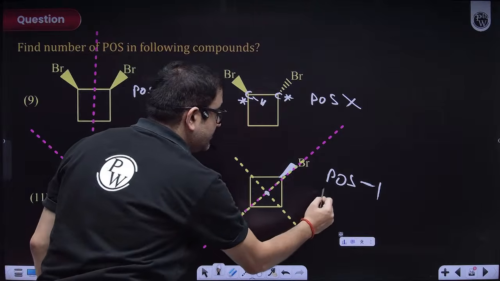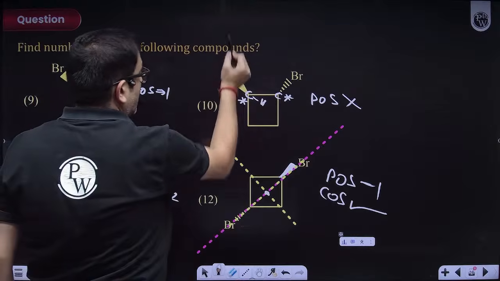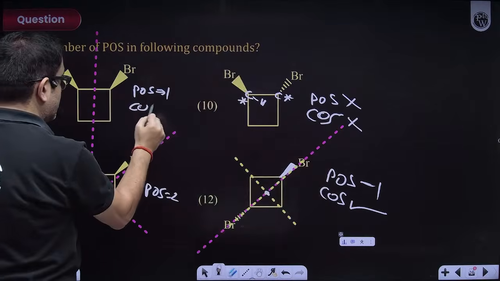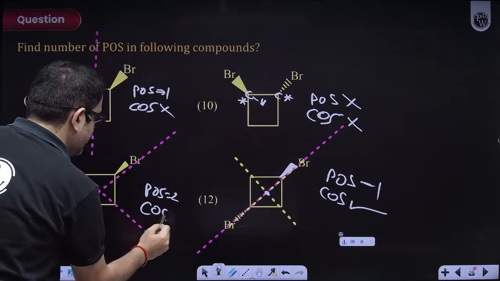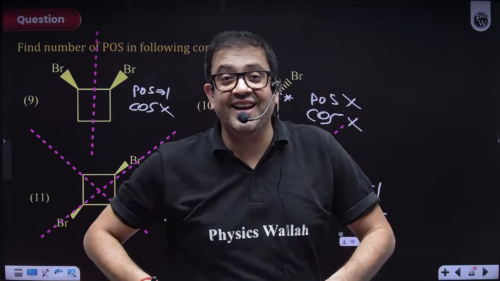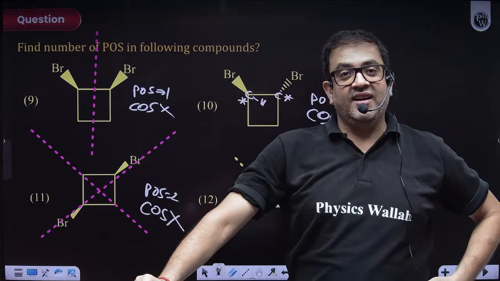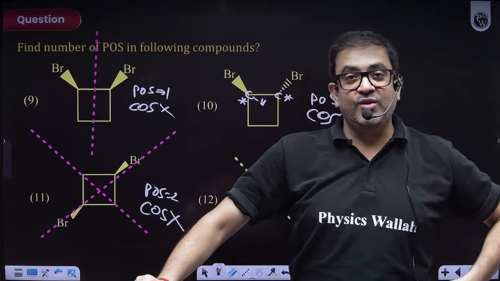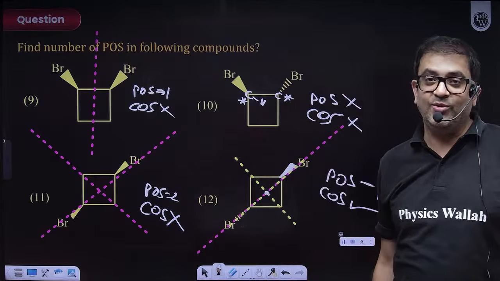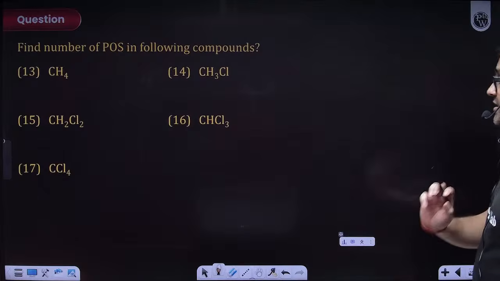So yes, this will have it. The rest, none. Only this is having center of symmetry. I hope everybody got it. Yes, Neha, great. Kushal was also saying C. Kushal then changed the answer to D. Perfect. Chalo.